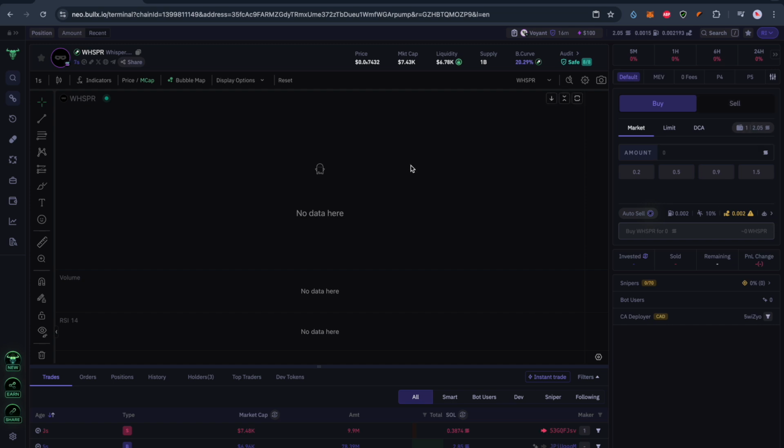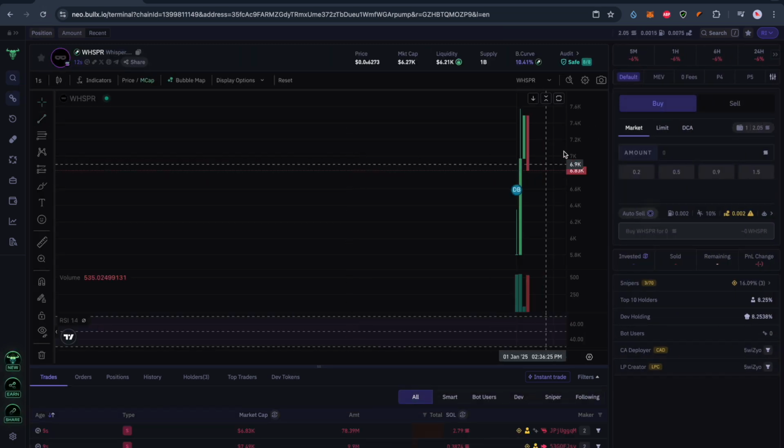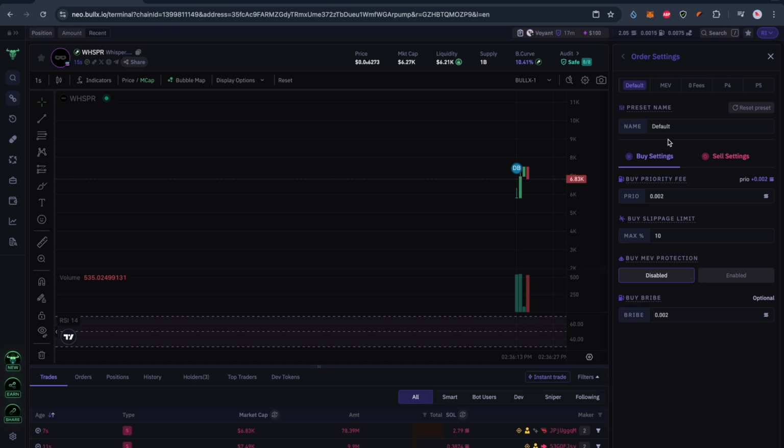For example, this coin, the chart is not loading on BullX, but give it a second. For default settings, I have priority fees of 0.02, which is above the current minimum, so that's good. You can see here my slippage limit right now is 10% because I have my MEV protection disabled for these coins that are new creations, because most of them are usually going to go to 0.